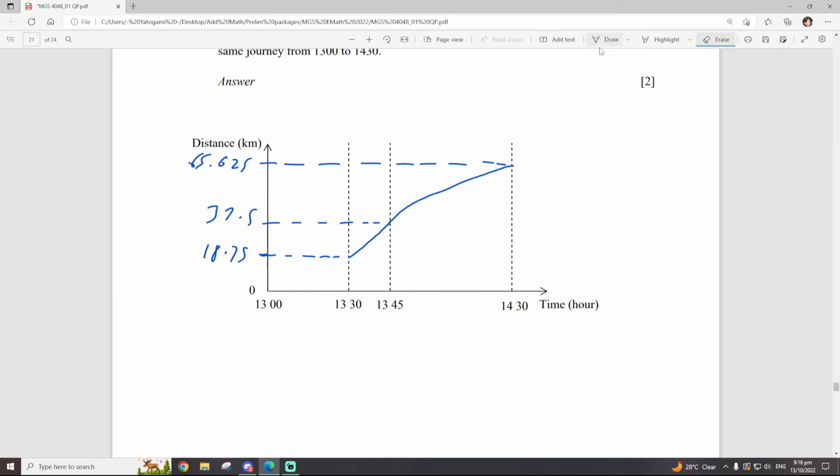I'll try and make the curve a bit more obvious. It should start at 0, but I can't get it because I'm on a digital pen. Okay, never mind. You get the idea.